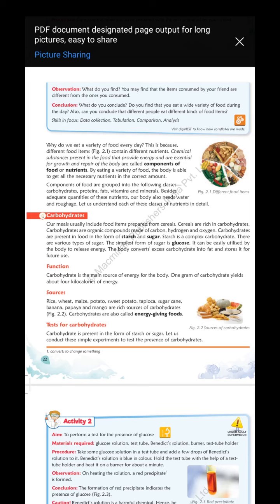Functions. Carbohydrates are useful for, what is the function of carbohydrates? Main source of energy to the body. And about calories of energy. For energy, we need carbohydrates. For getting energy, we need carbohydrates. That is the function. And the sources of carbohydrates. What are the sources of carbohydrates?